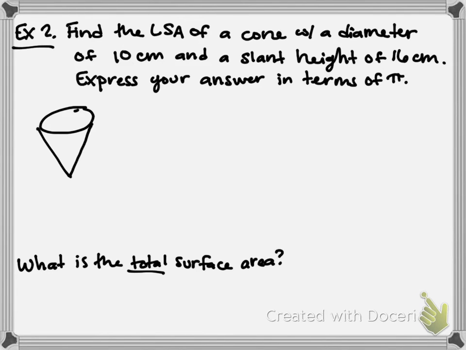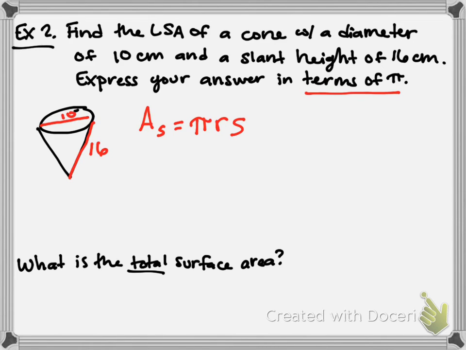All right, so if they asked you to find the lateral surface area of a cone with a diameter of 10 centimeters, so that means all the way across the circle is 10 centimeters, and a slant height of 16 centimeters, could we find the lateral surface area? Express your answer in terms of pi. That means that we can leave pi in our answer. So if we use that formula from the previous page, the lateral surface area is equal to pi r s.